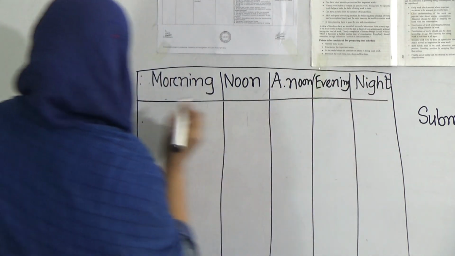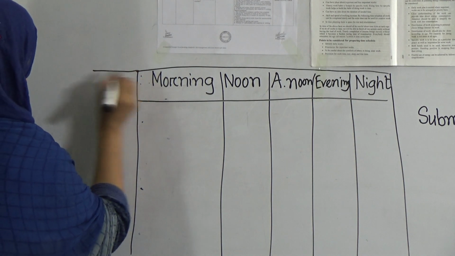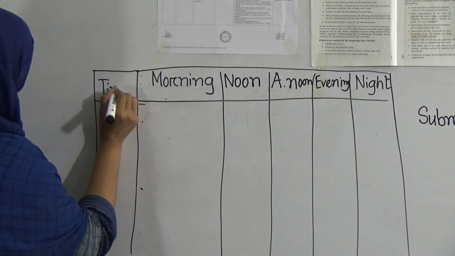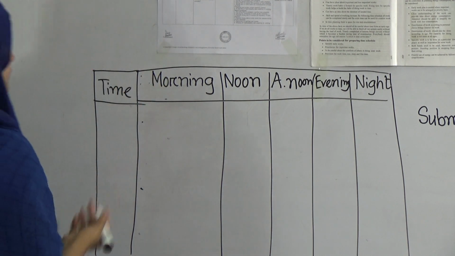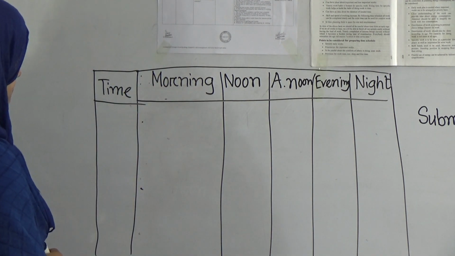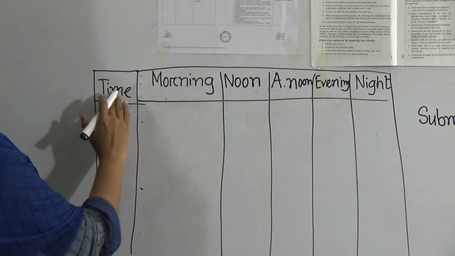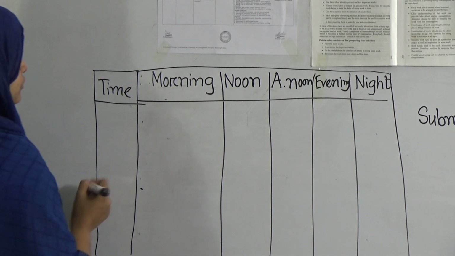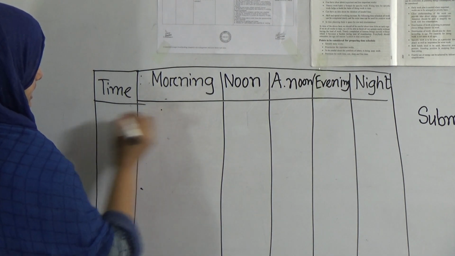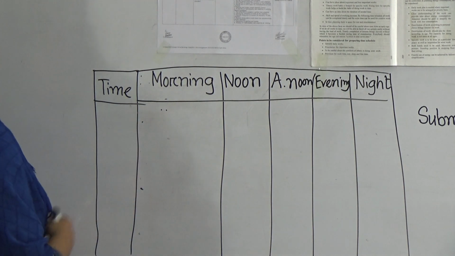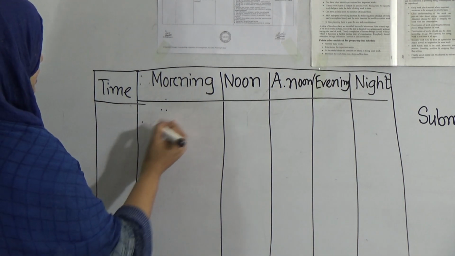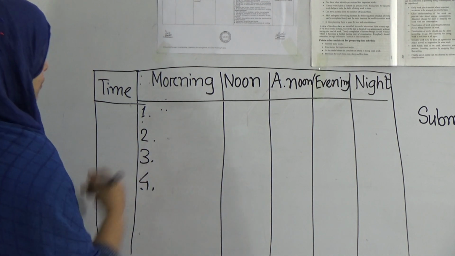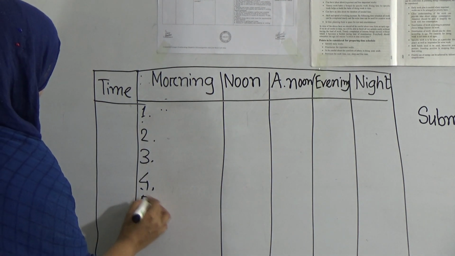So morning, and then you can give another row for time. You can mention the time. So in the morning, what do you do? Or you can make this row last. So you will mention what you do. In the morning, you get up early, then you freshen yourself, then you take your breakfast, like 1, 2, 3, 4. You can mention your activities with your time. You must mention your time schedule.